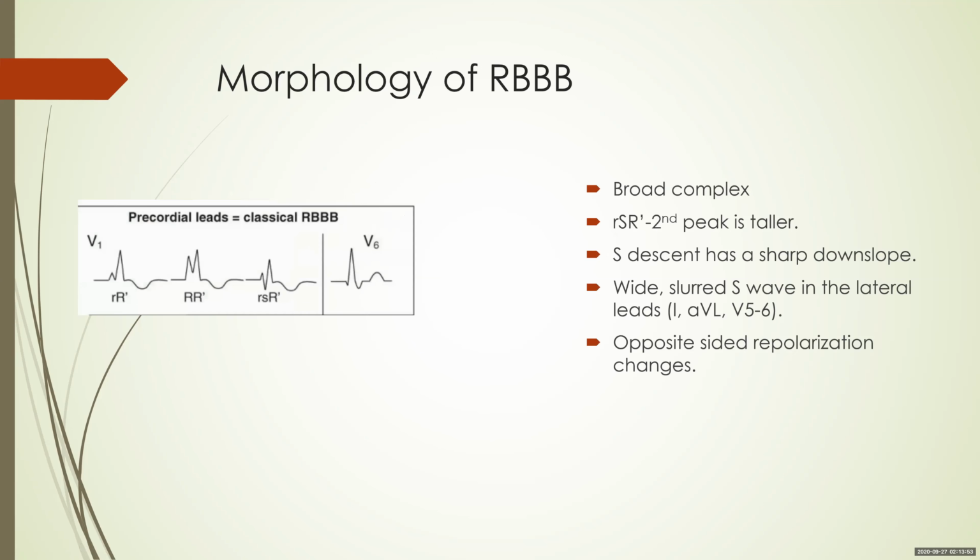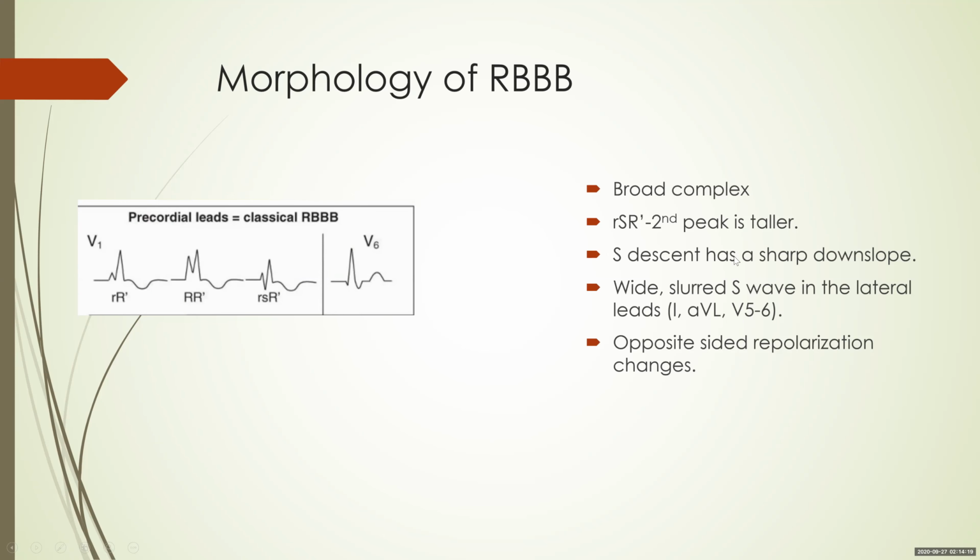So this is the morphology of right bundle branch block. One is it's a broad complex, that is more than 120 milliseconds. Two, you have the RS R dash. Some say this is R prime. And the most important point, the second peak is taller. All right, so here you have 3 different patterns. Each one is an RS R dash pattern, with the second peak always being taller.